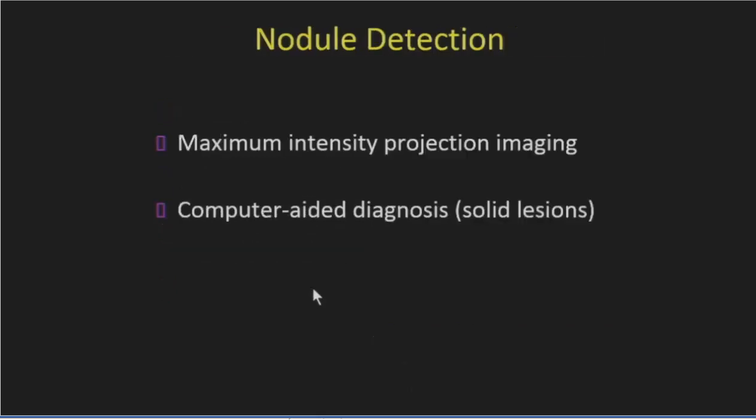So how can we improve our detection of lung nodules? Well, maximum intensity projection imaging is something that can be utilized. It's an additional reconstruction series from the CT scanner or done using software, and computer-aided diagnosis, which has been primarily approved for solid lesions.